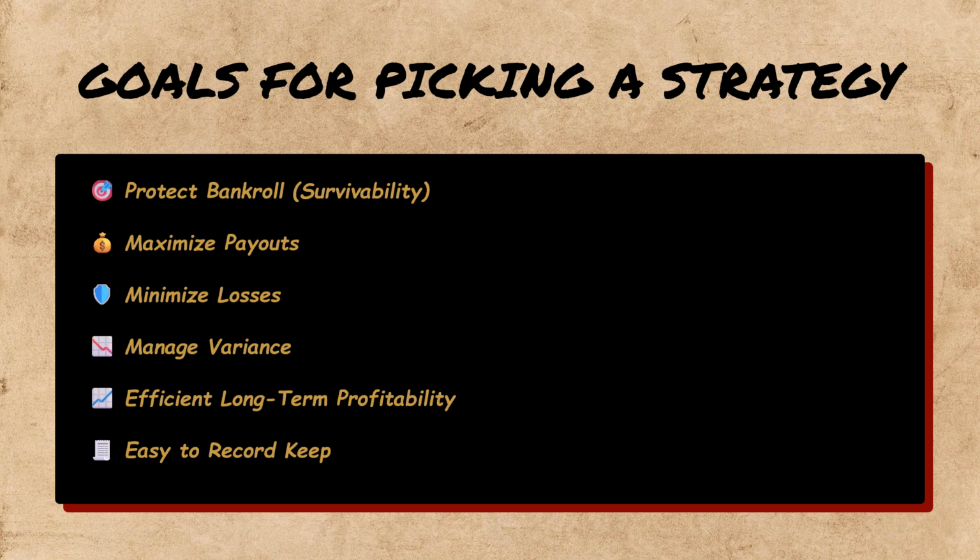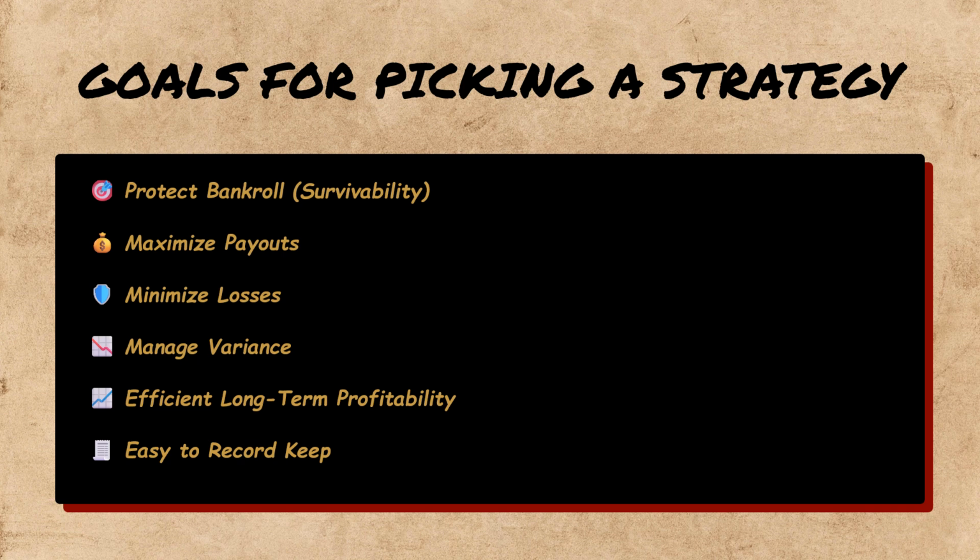Let's go to number 5, which is going to be efficient long-term profitability. This is where the rubber meets the road. You're not just trying to survive, you're trying to thrive. The best strategies balance growth with risk. So long-term profitability means your system compounds over time without exposing you to unnecessary volatility.